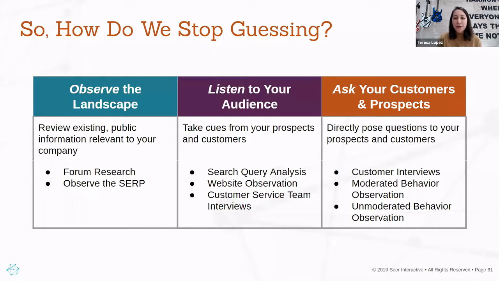So today we're going to talk through 3 different categories of research methods that you can utilize in your day-to-day. So first is observing the landscape. So taking a look at existing public information that's going to be relevant to your company to better understand what considerations or needs people have. The second category is listening to your audience, and listening we're going to use a little bit outside the normal. It's not just audio, but really how do we take cues from your prospects and customers based on data that we have access to or people we have access to.